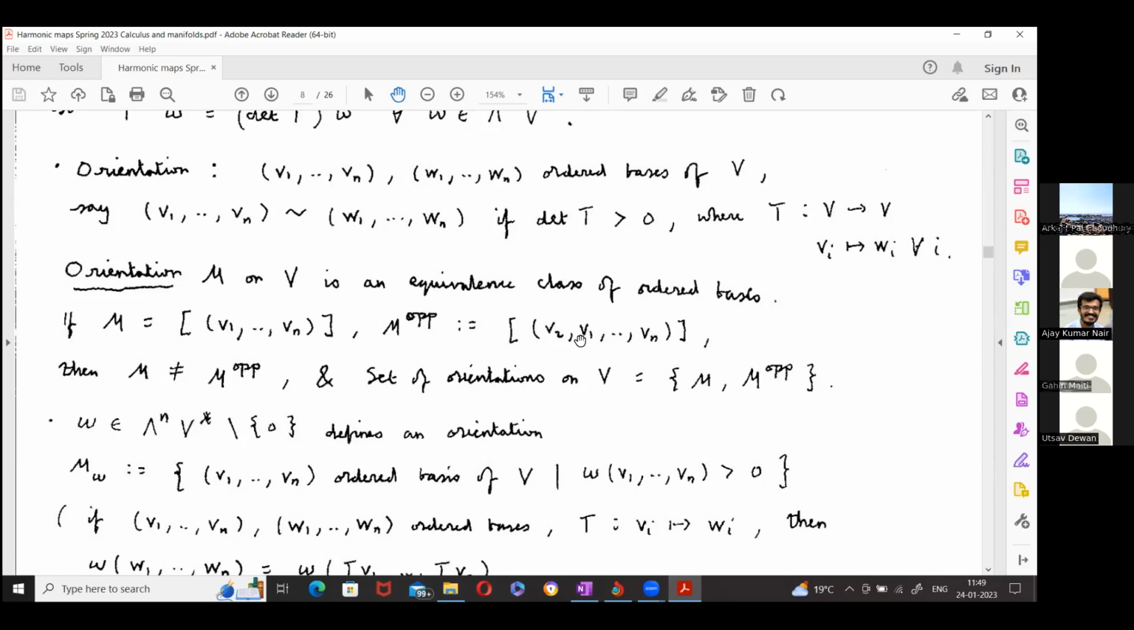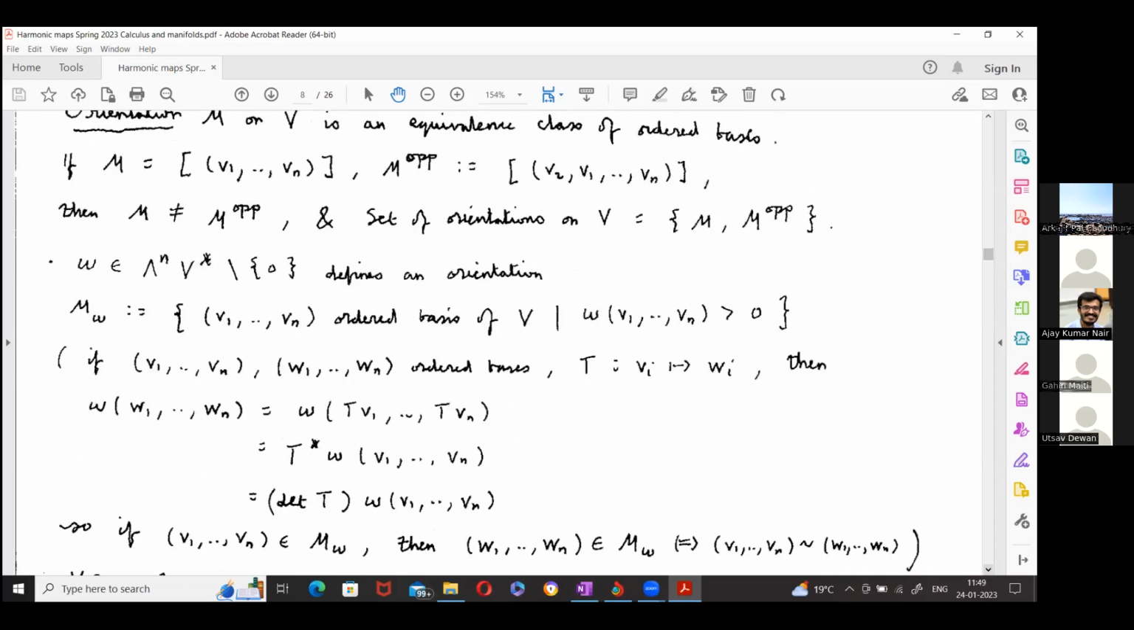Is that clear? All right. So there are just two possible orientations, mu and mu op, on any n-dimensional vector space V. And any non-zero alternating form omega defines an orientation mu sub omega. This is the set of ordered bases V1 to Vn such that omega of V1 to Vn is positive.